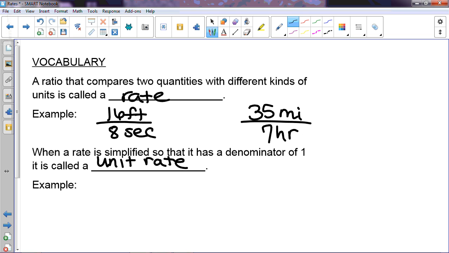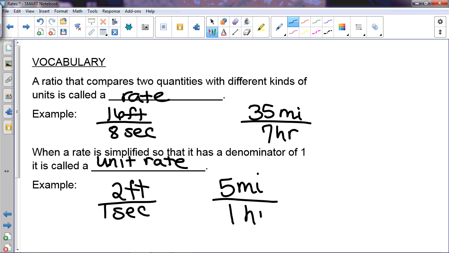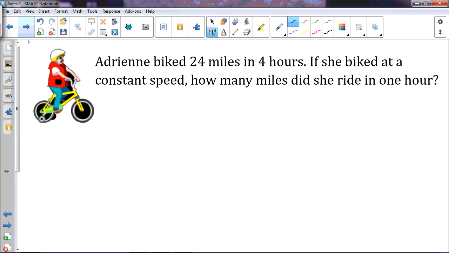Now the difference between a rate and a unit rate, you could compare to simplifying fractions, so it seems a little familiar. It's when your denominator is 1. So for instance, instead of 16 feet for every 8 seconds, you could simplify that to 2 feet per 1 second. Or instead of 35 miles for every 7 hours, we could say 5 miles per 1 hour. The biggest thing to take away is that when you're asked for your unit rate, your denominator needs to be a 1 for whatever unit you're simplifying.